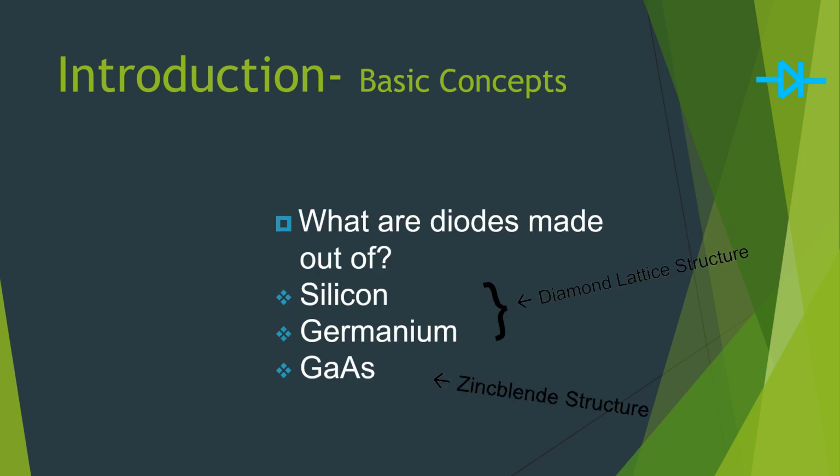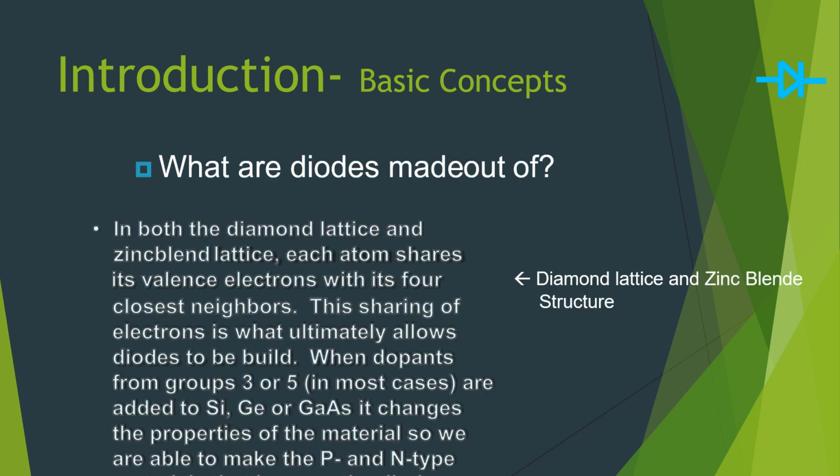Next, we need to know what diodes are made out of. Diodes are simply made out of silicon, germanium and gallium arsenide. Silicon and germanium have a diamond lattice structure and gallium arsenide has a zinc planar structure. Moving forward, now we will discuss the diamond lattice and zinc planar structure.